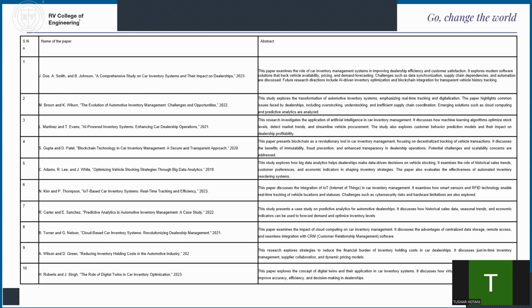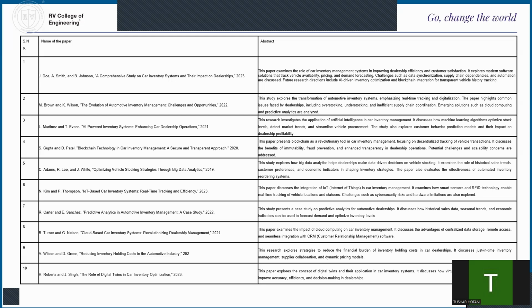Security and transparency are major concerns in car inventory management systems. Paper 10 discusses how blockchain prevents fraud. Paper 11 tells about decentralized tracking systems for inventory security. Paper 12 tells us how blockchain ensures tamper-free vehicle management. And coming to the next topic, cloud-based and automated systems.